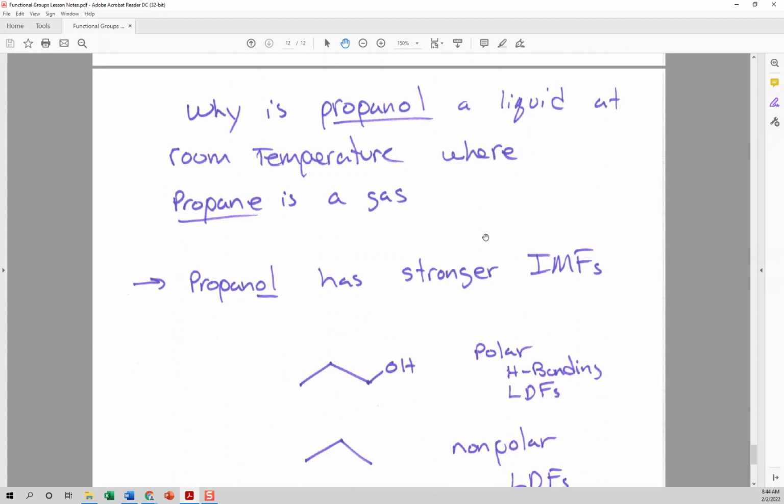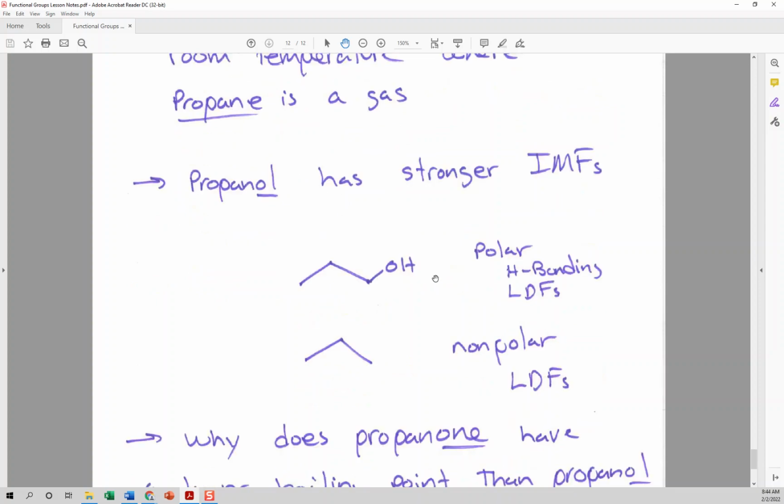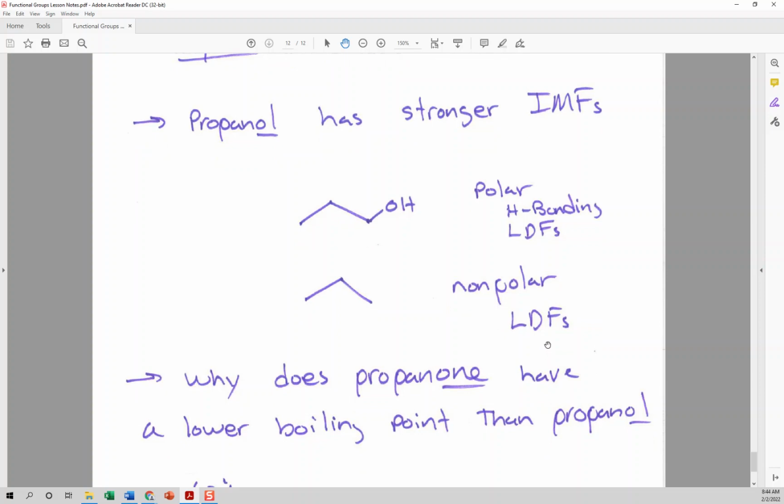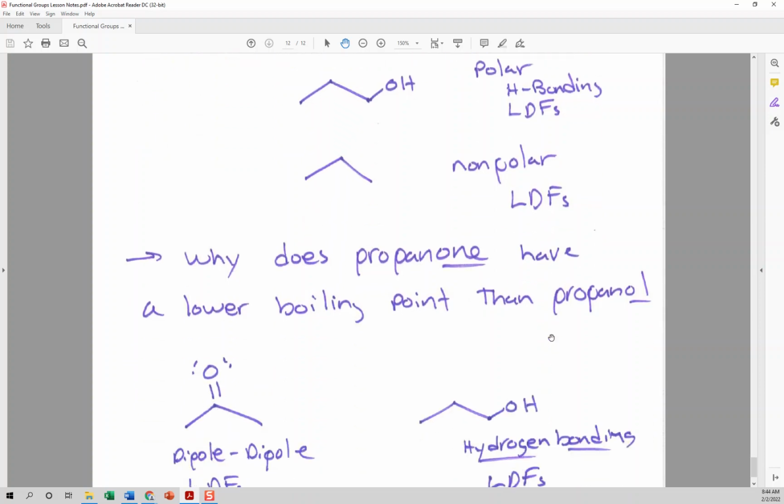So now we can start answering questions like this. Why is propanol a liquid at room temperature, whereas propane is not? Well, propanol is polar with hydrogen bonding, whereas propane is nonpolar with just London dispersion forces, okay? And remember, stronger IMFs means higher boiling point, okay? Stronger IMFs means maybe at the same temperature, something's a gas and something else is a liquid, or something's a liquid and something else is a solid, all right? That's what IMFs tell us, okay?